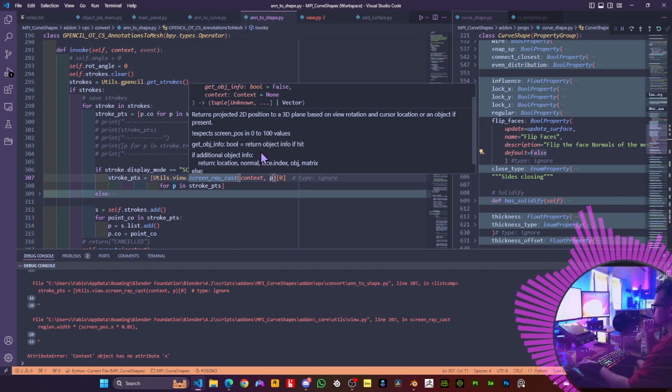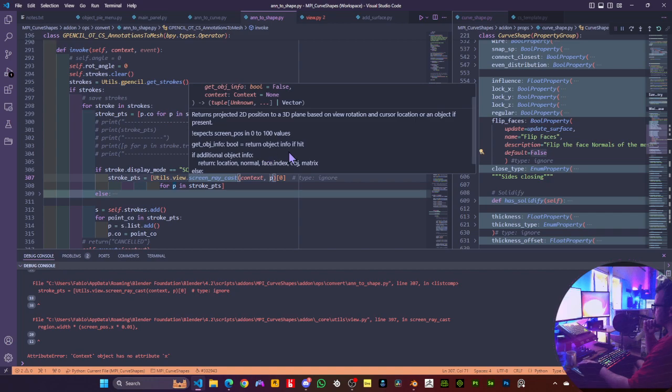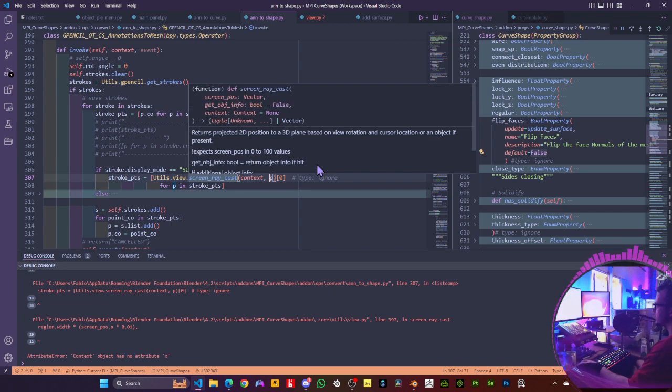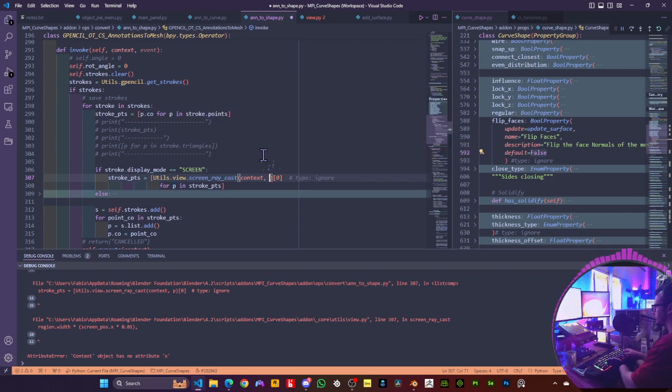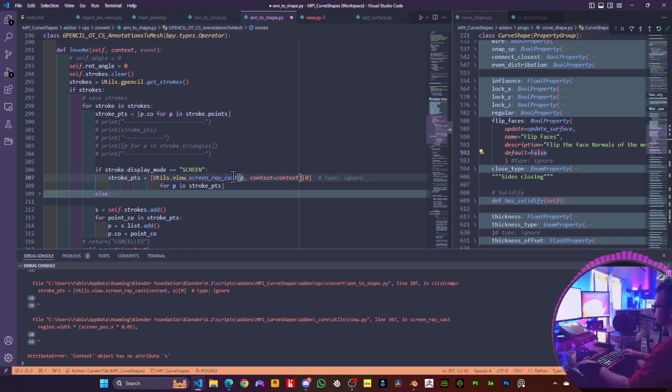So each point has a screen position, I think, and he wants that first. And then he's asking if I want the object information. If additional object info, it will return a bunch of different stuff. So no, I don't. So I want to give it P and then context. First parameter is P. Okay.